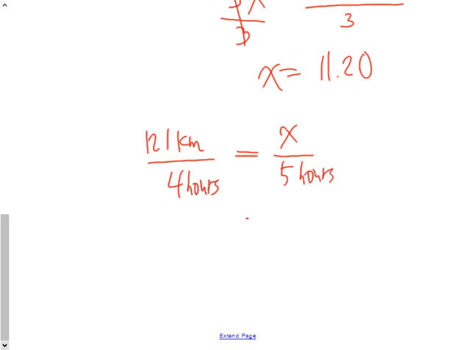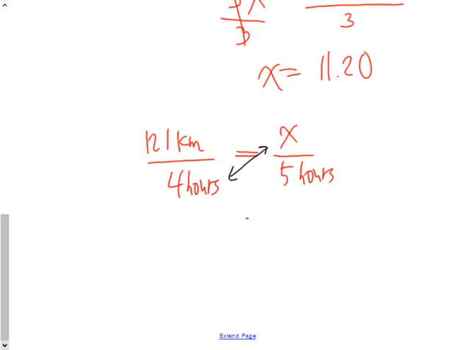So again, what I would normally do is say, well, if he goes 121 kilometers in 4 hours, I'm going to find out how far he went in 1 hour, and then I'm going to find out how far he went in 5 hours. But we're not going to do that anymore. We're going to say, okay, I set up my proportion. I have 121 to 4 is equal to x over 5, and I'm going to multiply this way, okay?